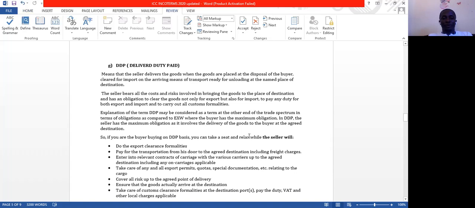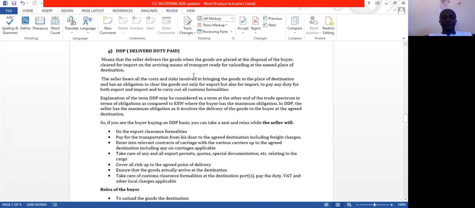DDP, delivered duty paid, means the seller delivers the goods when the goods are placed at the disposal of the buyer, cleared for import on the arriving means of transport, ready for unloading at the named place of destination. The seller bears all the cost and risk involved in bringing the goods to the named place of destination and has an obligation to clear the goods not only for export, but also for import. Pays any duty for both export and import and carries out all customs formalities.